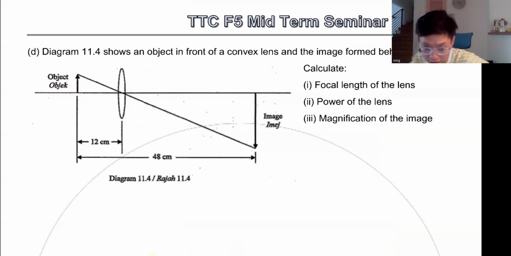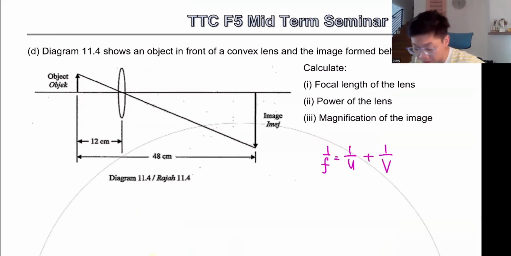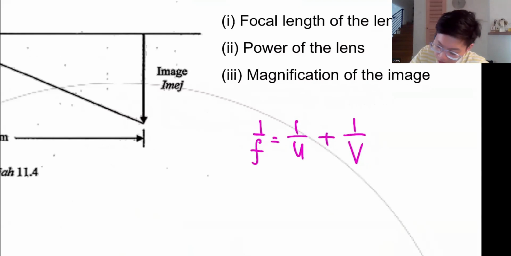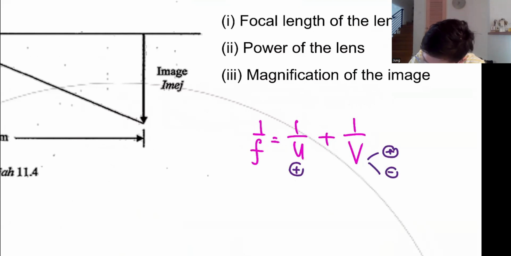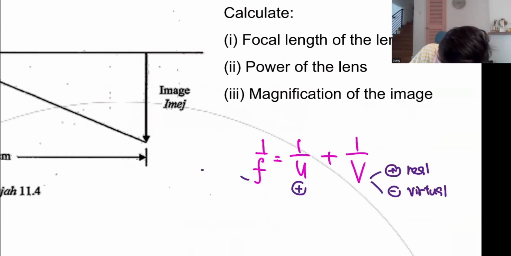So we got this rule, there's a formula: 1 over F equals 1 over U plus 1 over V. Your U is always positive. V can be positive and negative. Positive is a real image, negative is a virtual image. F is also positive and negative.